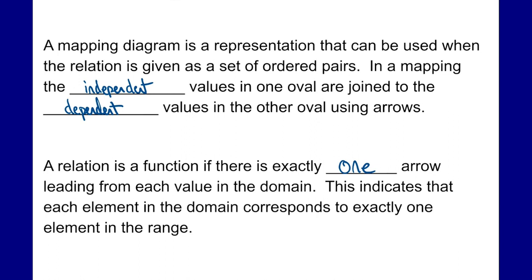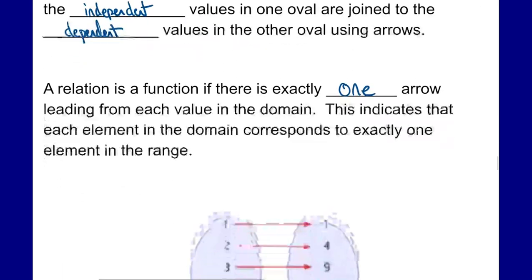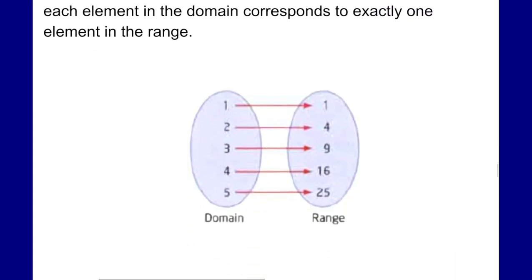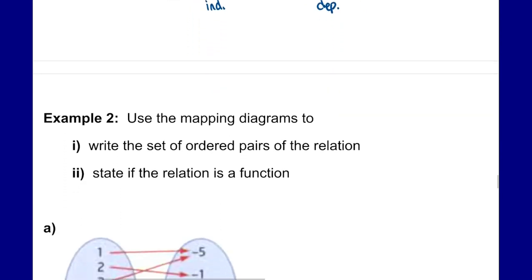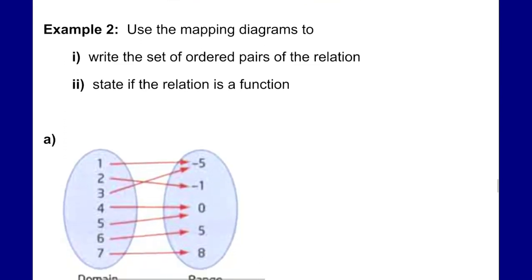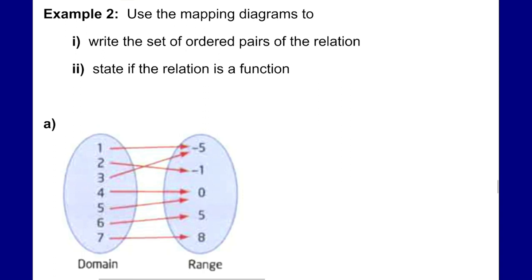Right? So exactly as we have mentioned before in terms of the domain and range. Right? So domain and range, independent, dependent, same idea, x and y. Right? So one arrow going from the independent to the dependent or from the domain to the range. So for each mapping diagram, we want to write the set of ordered pairs and state if it's a function or not.